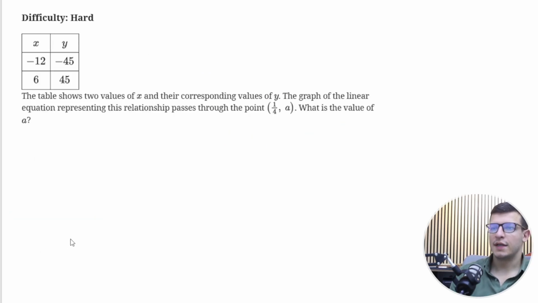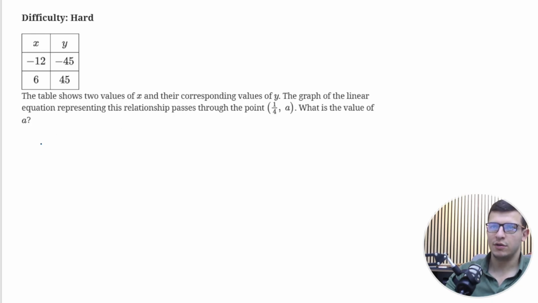The table shows two values of x and their corresponding values of y. The graph of the linear equation representing this relationship passes through the point 1 divided by 4 and a. What is the value of a? Now, if you know 2 points on the graph, that means you can find everything about the graph. Now, we can find the equation of the line, and then once we have the equation of the line, we can put 1 over 4 for x and then see what y is equal to. Very simple, right?